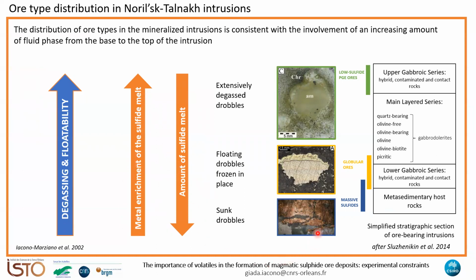So we propose indeed that massive sulfides represent sunk drawballs. Globular sulfides represent floating drawballs that are frozen in place. And finally, low-sulfide PGE ores may represent extensively degassed drawballs.